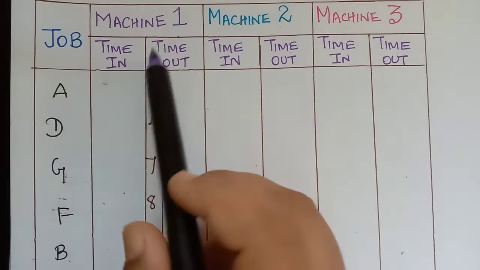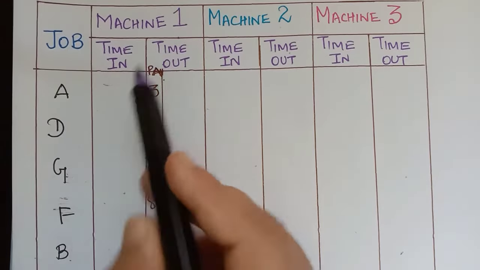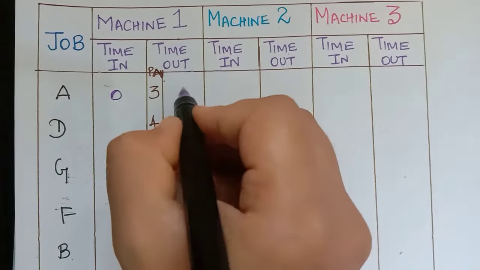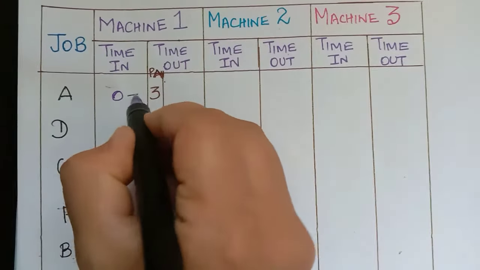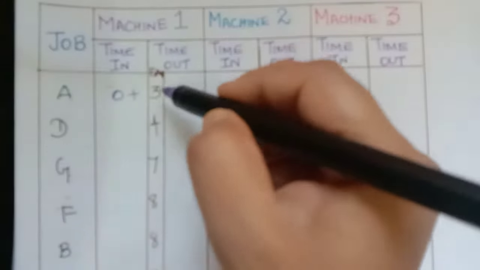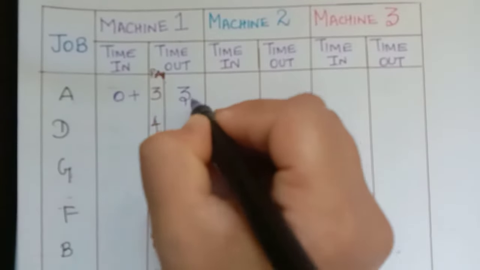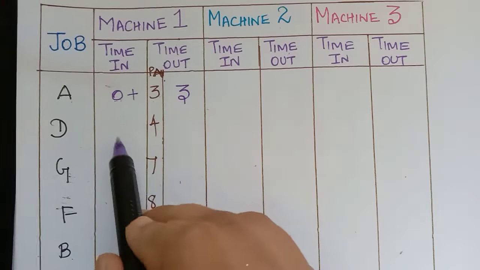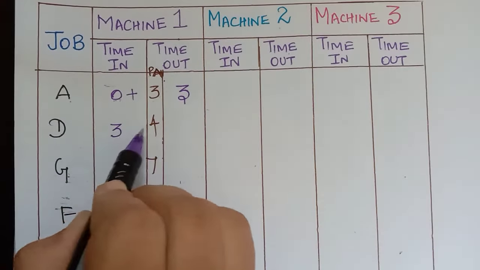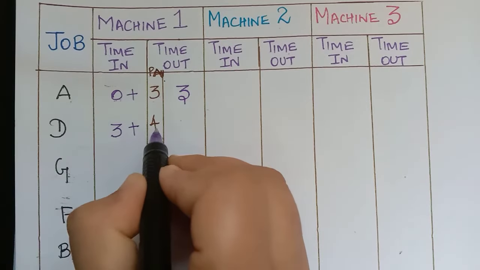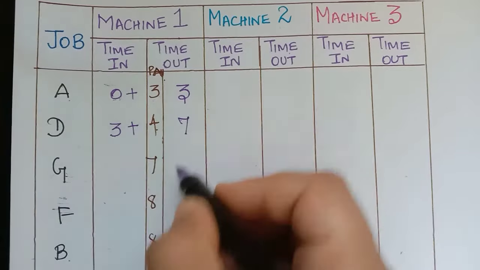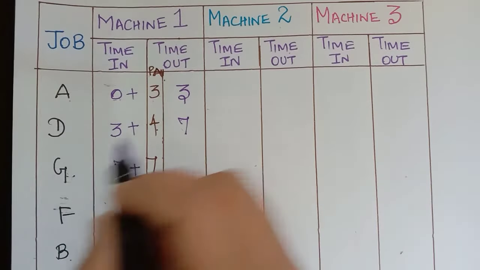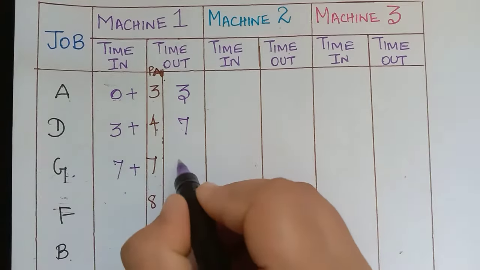Always, in mission 1, when the first job enters, the time in will be 0. Then we add the processing time of A to 0 to find the time out of job A. The processing time of job A under mission 1 is 3, so 0 plus 3 will be 3. Then D will enter when A comes out, so this 3 will come here. 3 plus the processing time of 4 gives the time out for D, which is 7. After that G will enter at 7, plus the processing time of G under mission 1, which is 7. When we add this, it becomes 14.